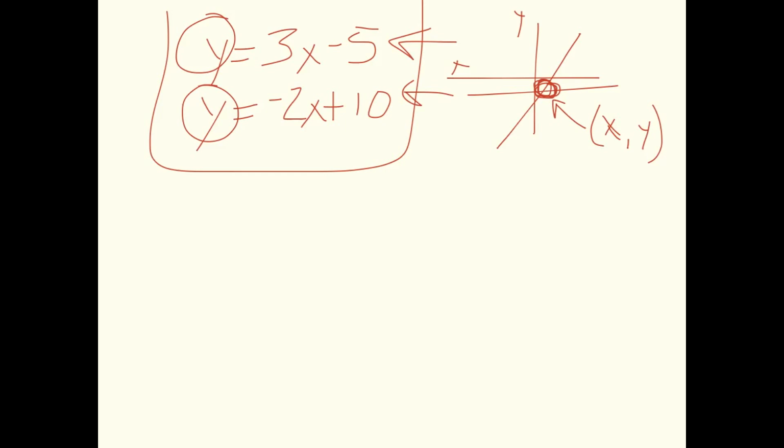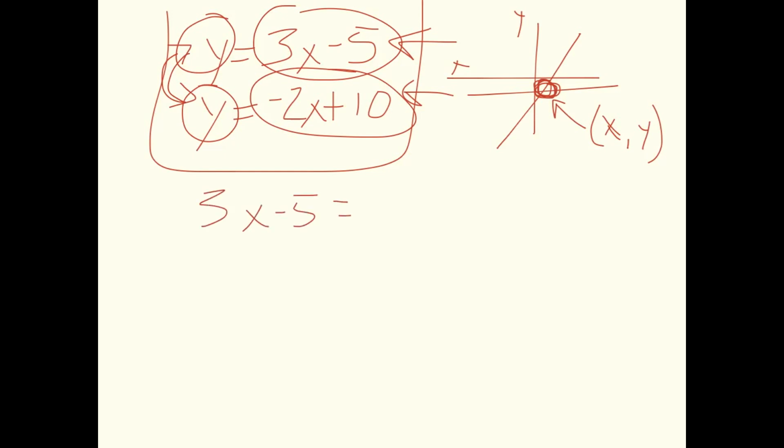If y equals all this in this equation and y equals all this in this equation, why can't I just set these two equal to each other? I can. Am I right? Okay, so I'm just going to set 3x minus 5 equal, like essentially dropping the y and putting them together, negative 2x plus 10. Now I just solve for x.